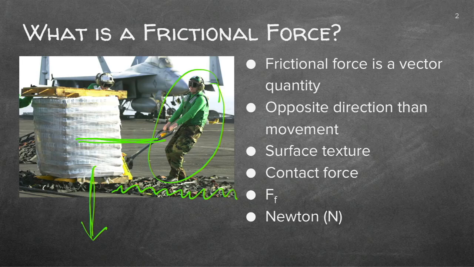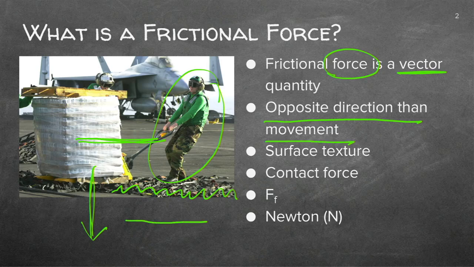So the frictional force is still a force, therefore it's a vector. It is always in the opposite direction of movement. If this block is moving that way, friction will be moving that way. If this block is moving that way, friction will be moving in that way. So it's always opposite. And then, very important, it depends what the surface is.